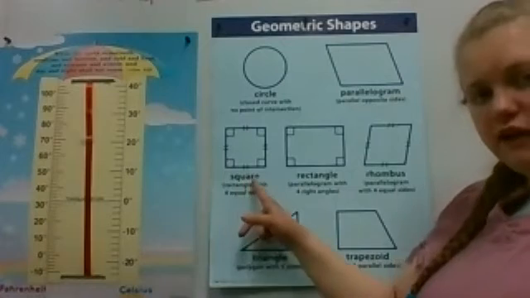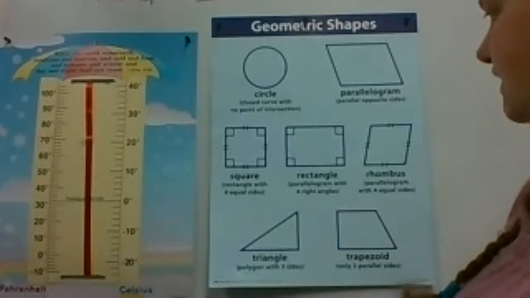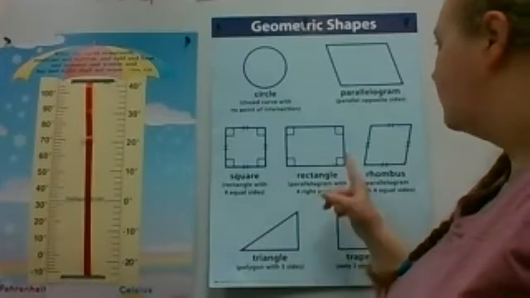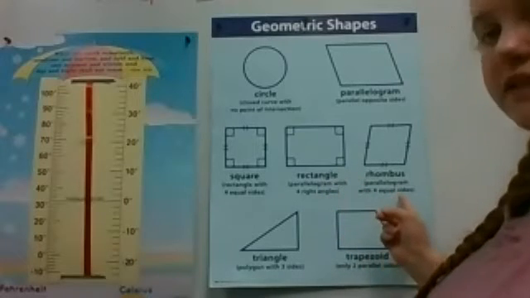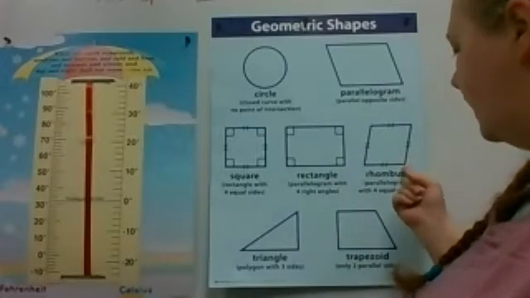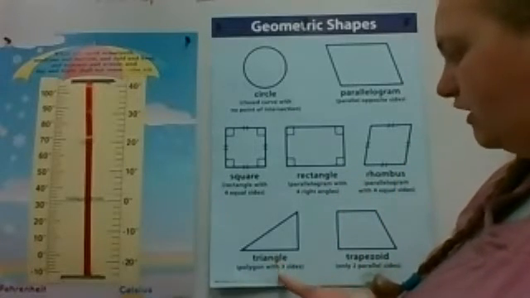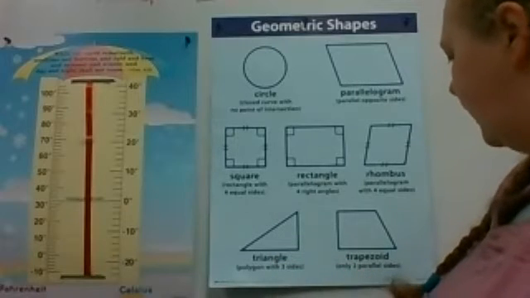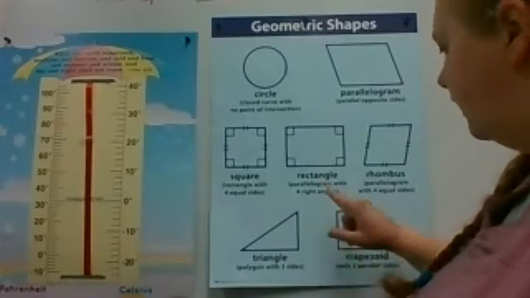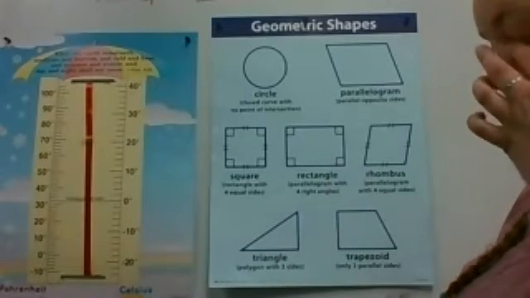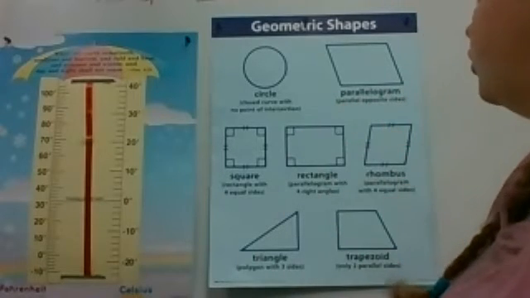A square is a rectangle with 4 equal sides. A rectangle is a parallelogram with 4 right angles. A rhombus is a parallelogram with 4 equal sides. Then you've got your triangle, a polygon with 3 sides, and a trapezoid, where only 2 sides are parallel. The other 2 would intersect at some point, okay? All right, so that's a review on our geometric shapes.